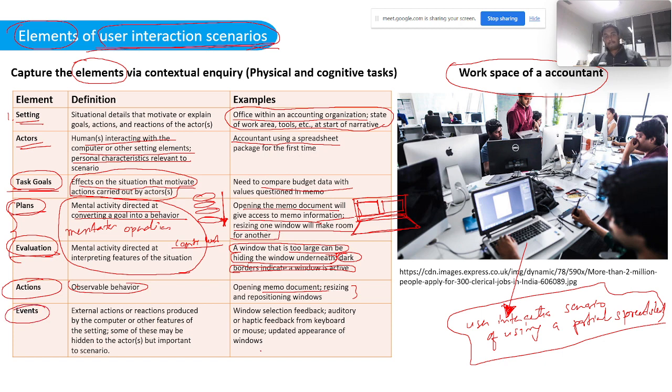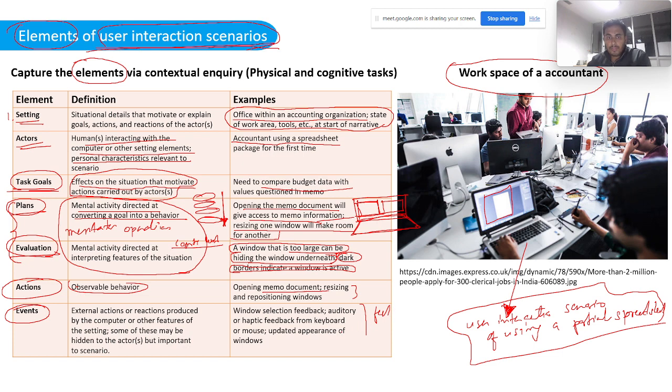Then events are those actions produced by the computer as feedback to the user's action. For example, when you select a particular window's corner, the window would give feedback. When he tries to select a particular window, there should be a change in color, or some change in the cursor's look and shape, which will make him understand that he is able to select that particular edge.